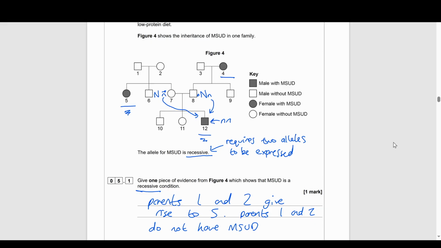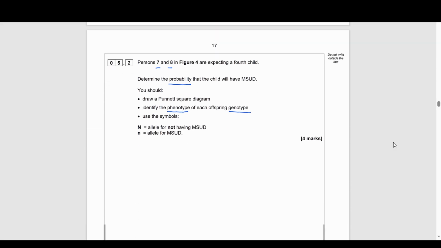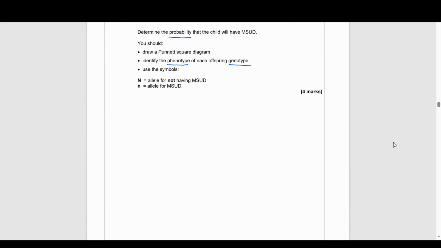So what we need to do now is create a Punnett square diagram, because that's what they're asking us to do, to show the probability of a fourth child getting this condition. So we're going to draw our Punnett square now. Our Punnett square is a grid, and we can put our offspring genotypes in our squares here, but our parental genotypes need to go at the top and on the side.